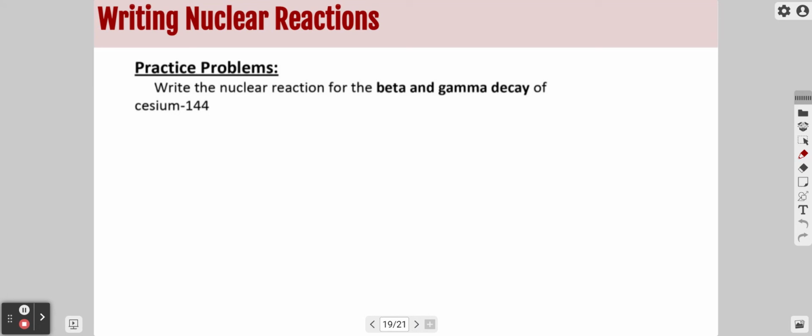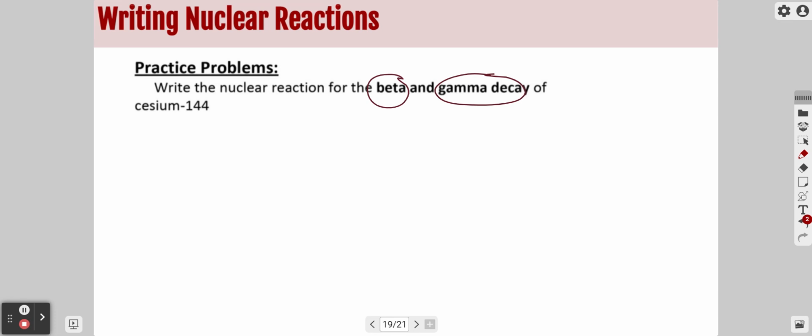Another practice problem. This time we have a nuclear reaction for the beta and the gamma decay of cesium-144. So guess what's going to be released? I want you to pause this at this point. Try and write what you can out to see what you understand and what you don't understand. And then finish watching the rest of the video.